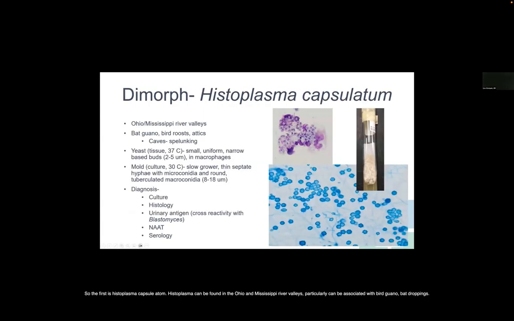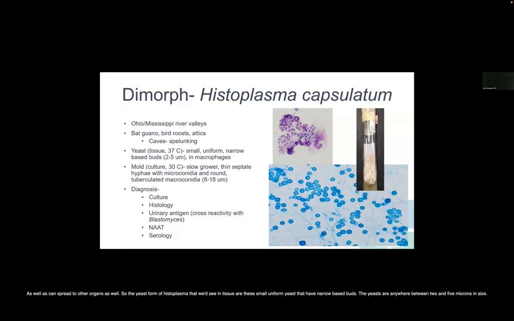So the first is Histoplasma capsulatum. Histoplasma can be found in the Ohio and Mississippi River valleys, and can be associated with bird guano and bat droppings. So people that are cleaning bird roosts or attics, or people that go spelunking in caves where there's a lot of bats, could be susceptible to this infection. Many of the dimorphs are acquired through inhalation and cause infections in the lung, as well as can spread to other organs as well.